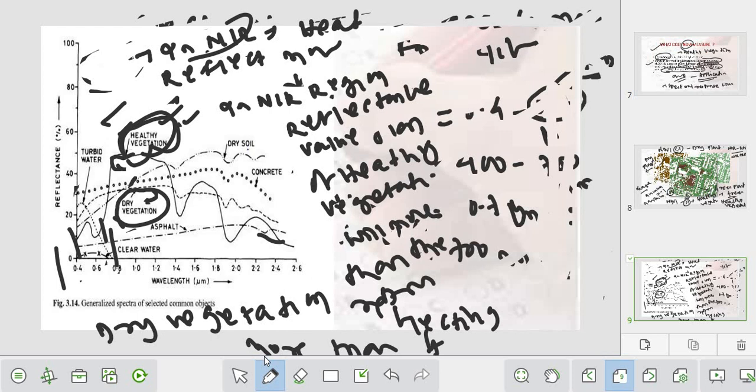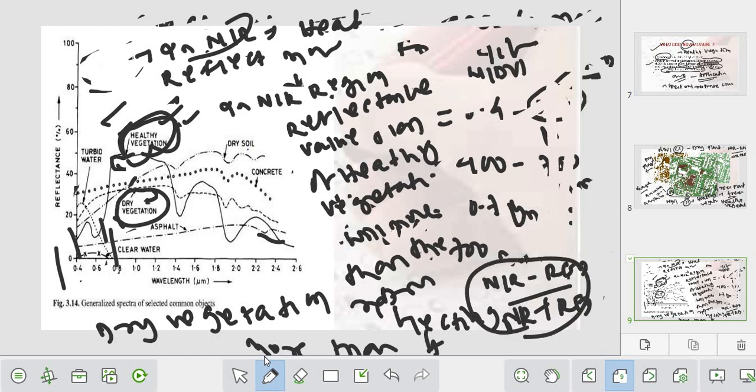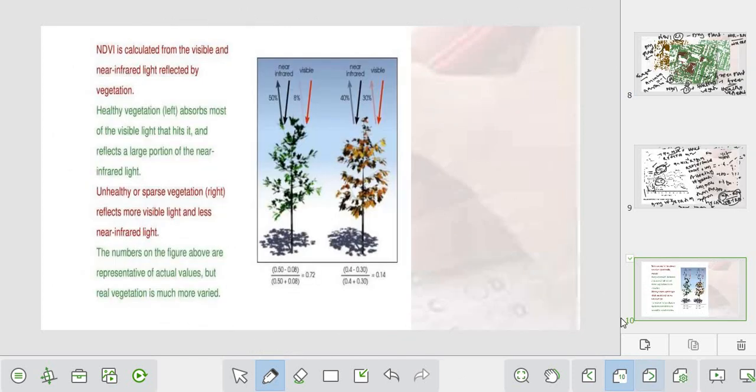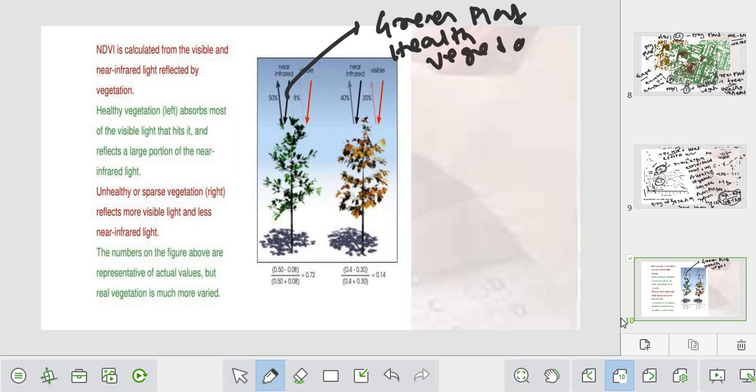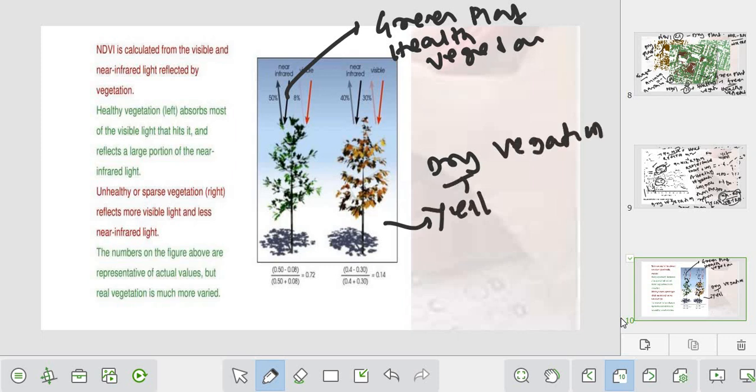Okay, so from this interpretation, we normally calculate the NDVI index, NIR minus red upon NIR plus red. So this is the formula, using the reflectance value in the NIR region and red region. See, this is the green plant, that means this is the healthy vegetation, and this is the dry vegetation.